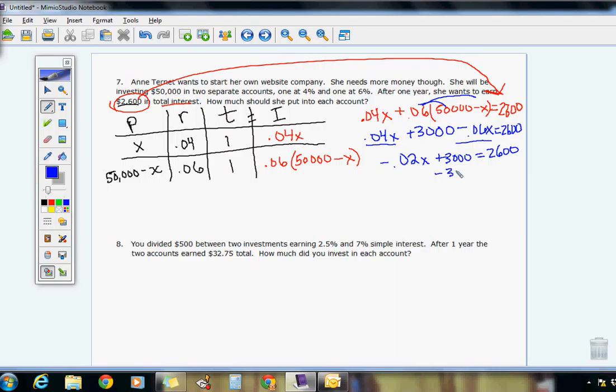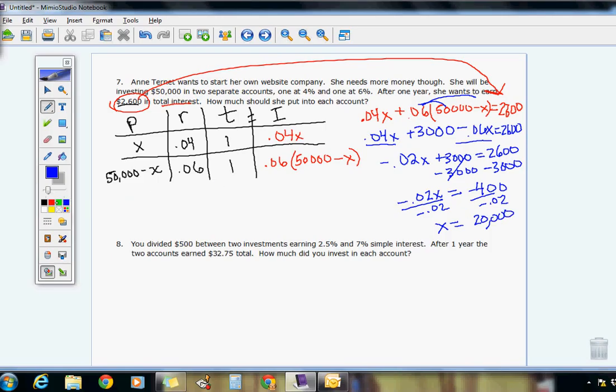And now I subtract 3,000 from both sides. And what I'm going to have here is a negative 0.02x equals, so those cancel, equals negative 400. And then we're going to divide both sides by negative 0.02. And then I have an x value that's coming out nice and neat to $20,000.